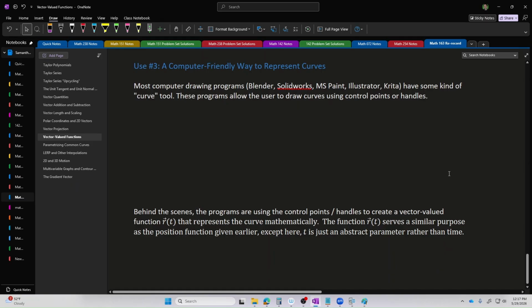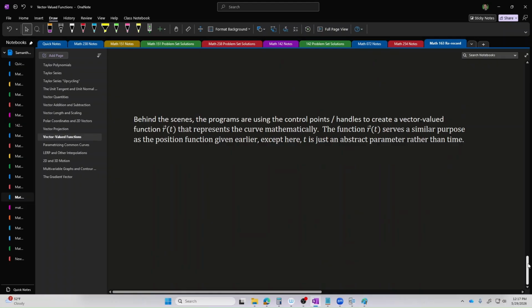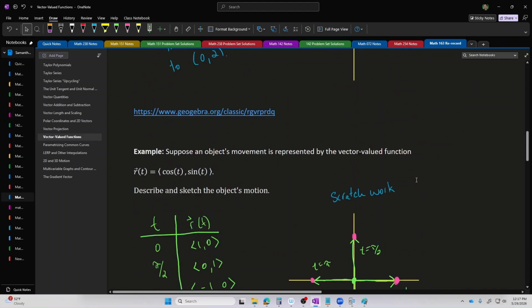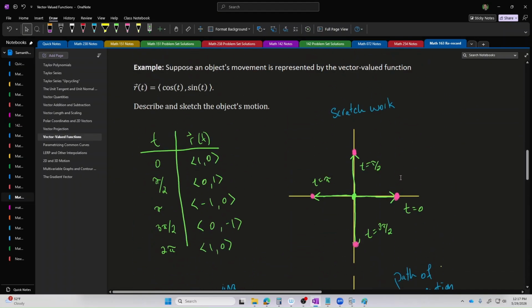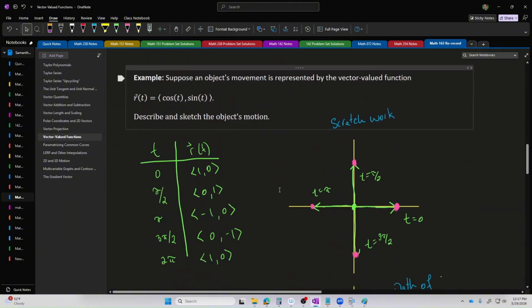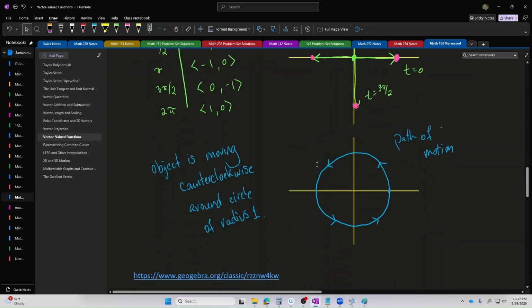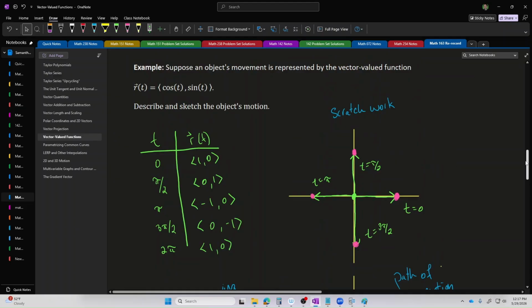But in the end, when the computer calculates and generates the curve that you want to draw, the curve is represented in the computer as a vector valued function. And when we're thinking about the vector valued function that represents a certain curve, we're thinking about that function the same way we did here in part 1. The outputs of the vector valued function point to different locations on the curve as we plug in different t values.